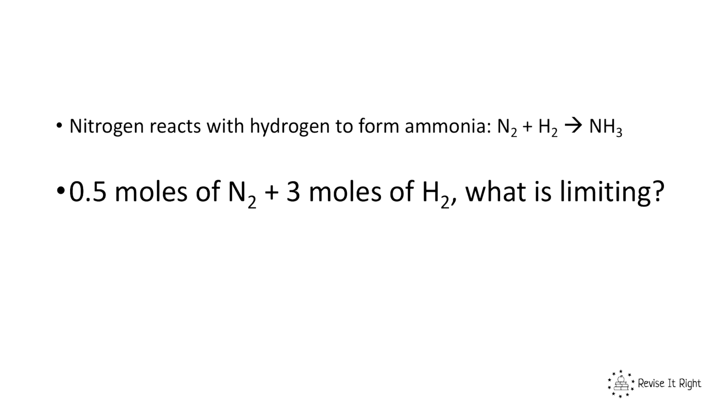As to what that means. So here we have a question. Nitrogen reacts with hydrogen to form ammonia in this equation here. 0.5 moles of nitrogen and 3 moles of hydrogen are added together. What is the limiting reactant here?